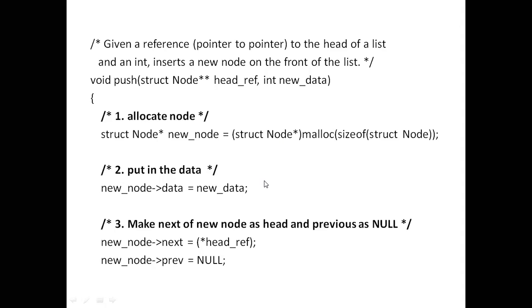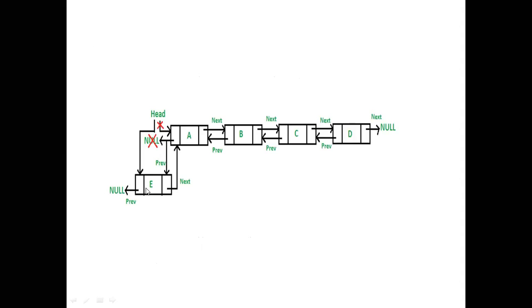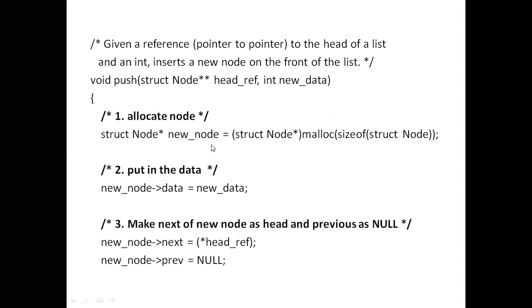Next I have to put the data. So new node arrow data equal to new data. Am I correct? What is my new data? 5. 5 will be stored in new node arrow data. Here they have used E, but our value is 5. Next, make next of new node as head and previous as null. The first 2, 3 points are your algorithm, and this is the corresponding C code. Is it easy? Algorithm, corresponding C code.